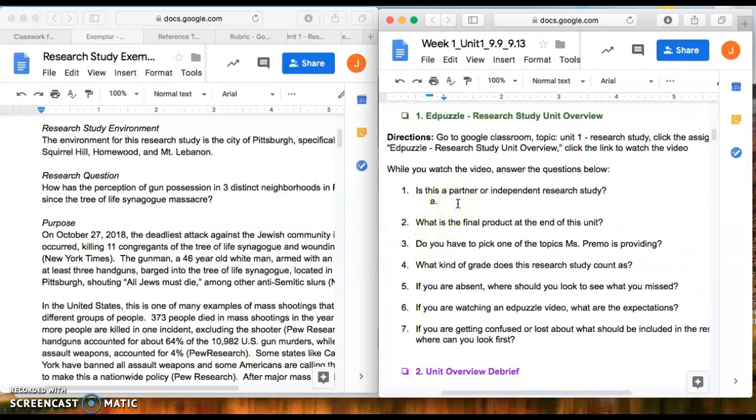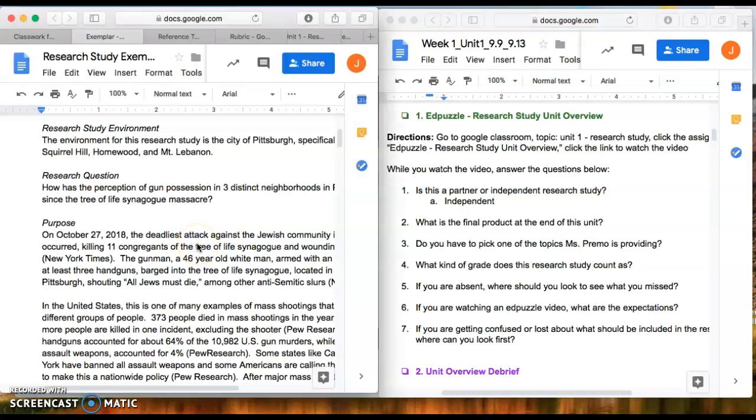All right, is this a partner or independent research study? This is an independent research study. You are doing this by yourself. So right in the space, you would be writing independent. The final product at the end is a research study or research paper about a social issue you are passionate about.